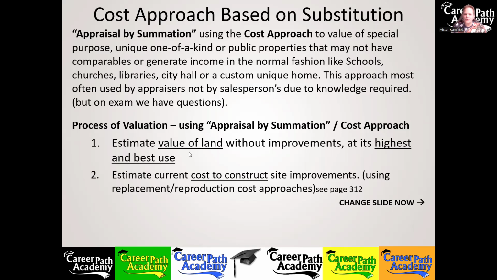First step is you estimate the value of the land without any improvements on it at its highest and best use. What is the highest and best use? Do you recall? Highest and best use. What is that?